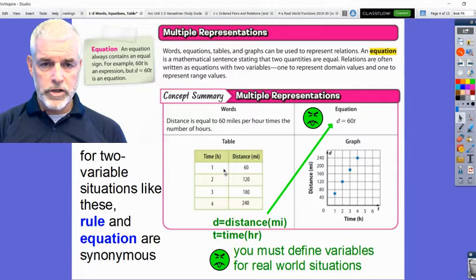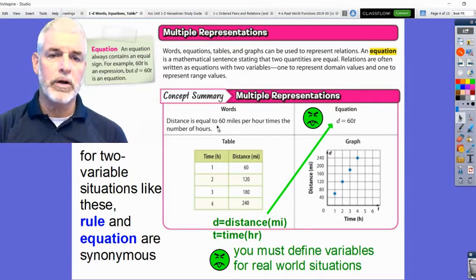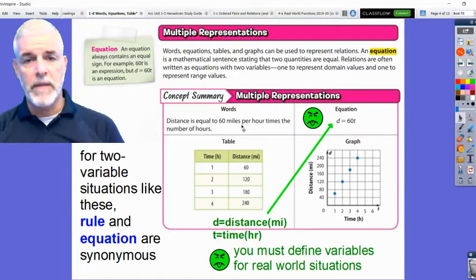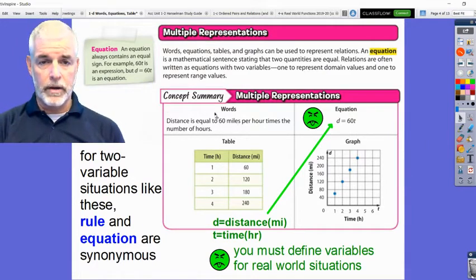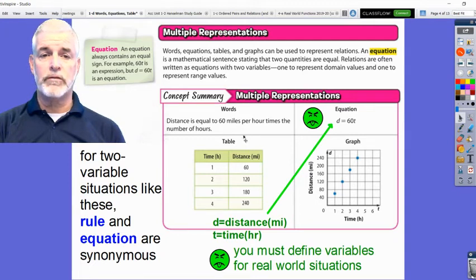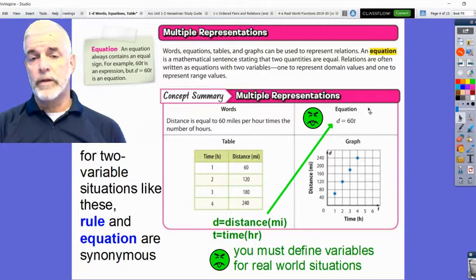Okay, so they show you the 4 different ways here for an example of distance equals 60 miles per hour times the number of hours. Okay, this is for something that's traveling at 60 miles per hour. So that's the words description of what we're looking at. Okay, the distance and the hours are the 2 variables. Okay, so then they write an equation.